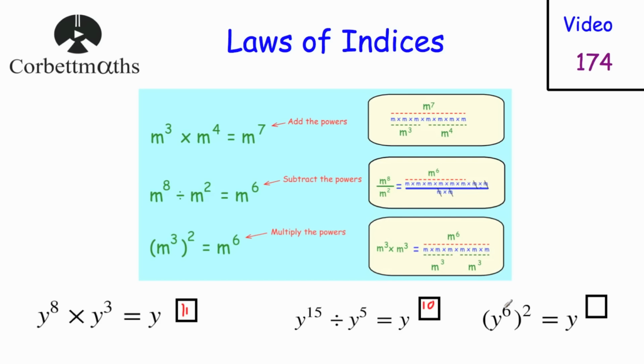And finally, if we had y to the power of 6 squared, we've got a power of a power, so we multiply the powers together, 6 times 2 is 12. So it'll be y to the power of 12. Or another way to look at this one is we've got y to the power of 6 multiplied by itself, so we could then add the powers and that would give us 12 as well. That's it. So that's the laws of indices, and in M6 we're looking at the laws of indices whenever we're looking at algebra.